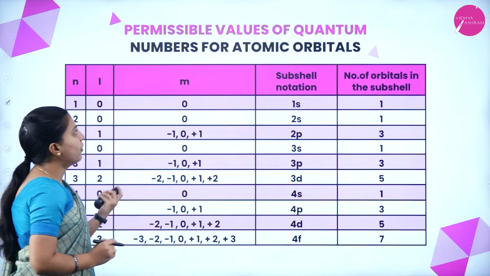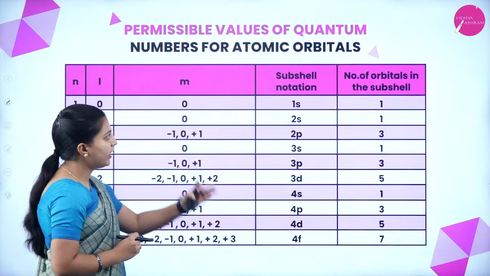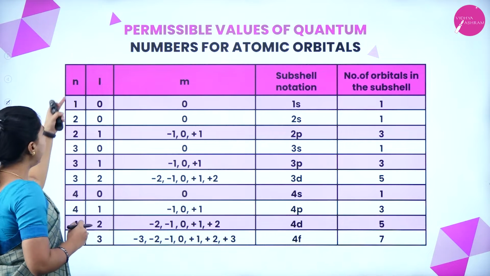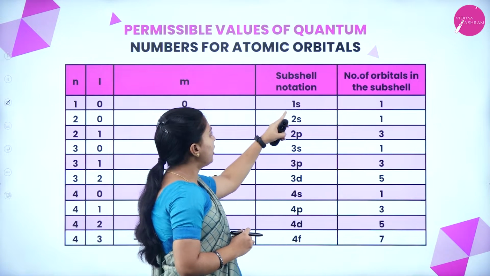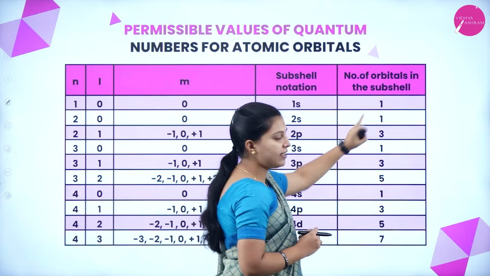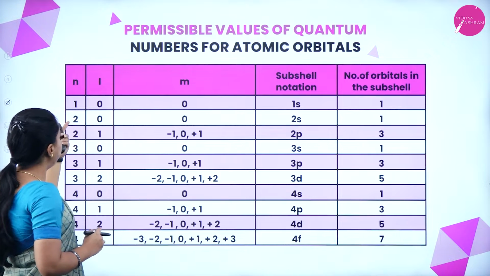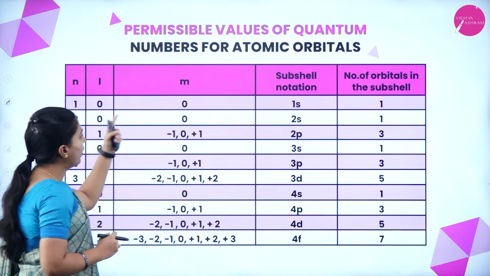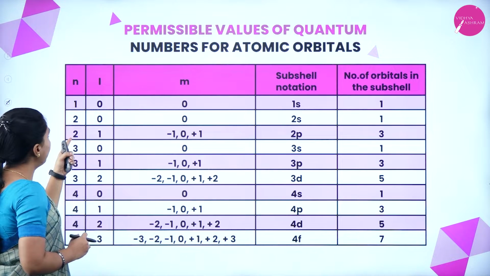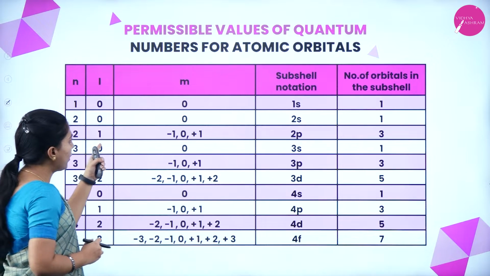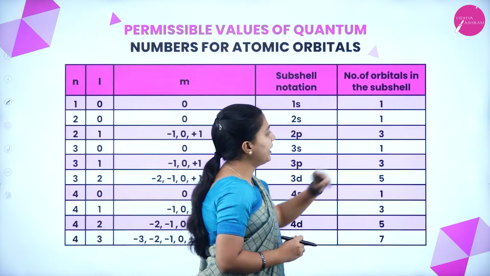The permissible values of quantum numbers for atomic orbitals. In this table, you can see all the quantum number values. When n is 1, l will be 0, m will be 0, then the subshell notation is 1s, number of orbitals only 1. When n equals 2, l equals 0, m equals 0, 2s, orbital will be 1. Again when n equals 2, l equals 1, that is m is minus 1, 0, plus 1, the 2p orbitals will be 3.